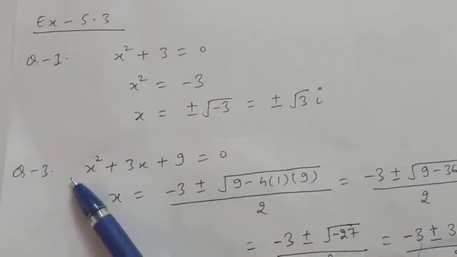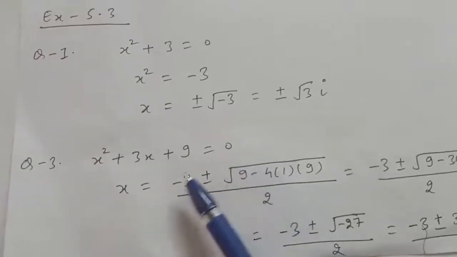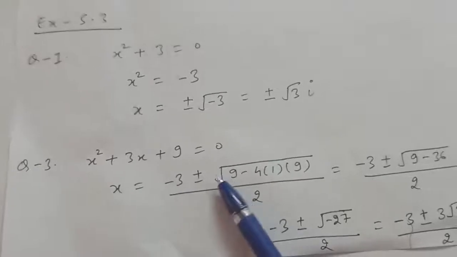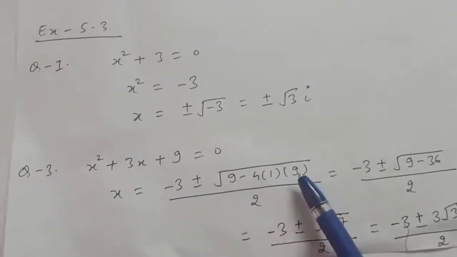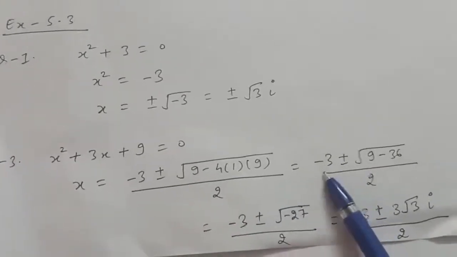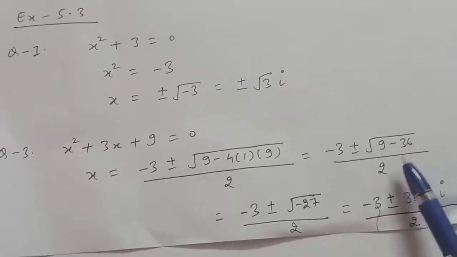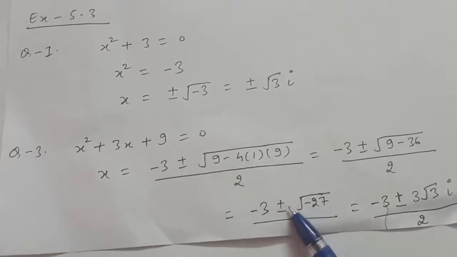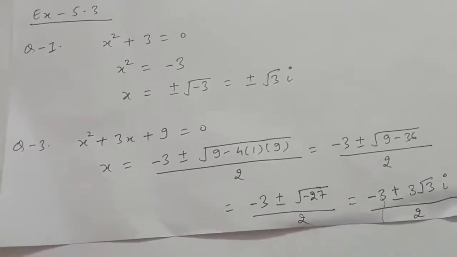Now question number third is x square plus 3x plus 9 is equal to 0. So x will be equal to minus b plus minus root b square minus 4ac upon 2a, right? So this will be minus 3 plus minus root 9 minus 36 upon 2, which is equal to minus 3 plus minus root minus 27 upon 2.